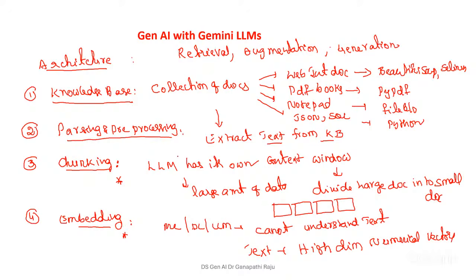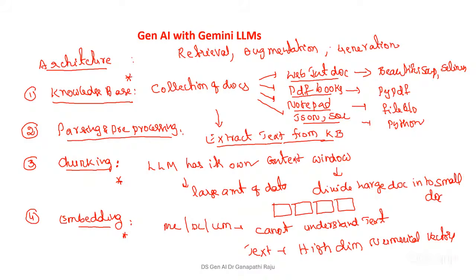So all these four statements are okay for all of you. The first one is called the knowledge base, where we will take various kinds of web documents, PDF documents, notepad documents, JSON or SQL documents. The second step is called parsing and pre-processing, where we need to extract the data from the knowledge base.